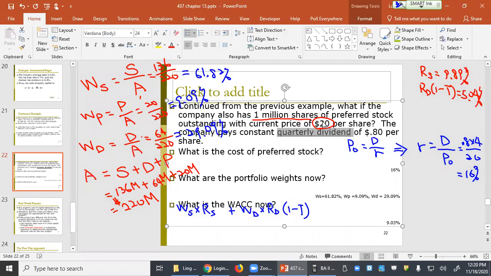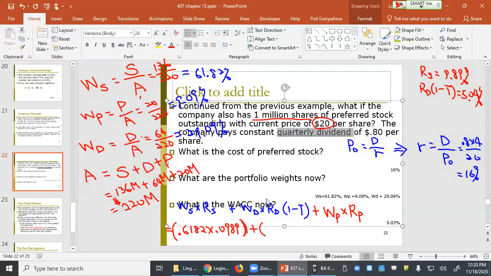And now we literally have all the inputs that we need to find the WACC for the corporation. Okay, so we simply add another component. Now with the preferred stock, we'll add WP multiplied by RP. Okay, so this is the WACC now. So capital structure weight for common stock is 61.82%. So 0.6182 multiplied by the cost of equity. Cost of equity, we calculated that earlier, and it's the same 9.89%. So 0.0989.